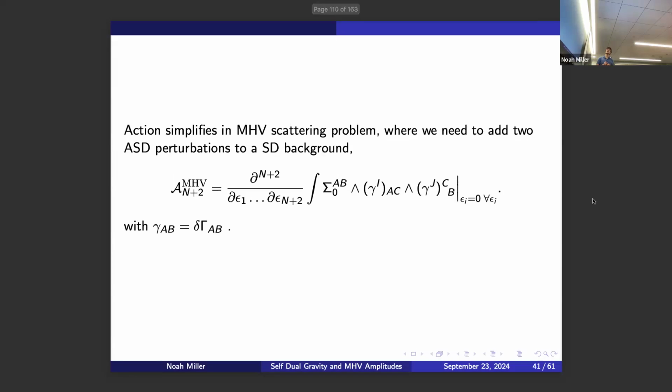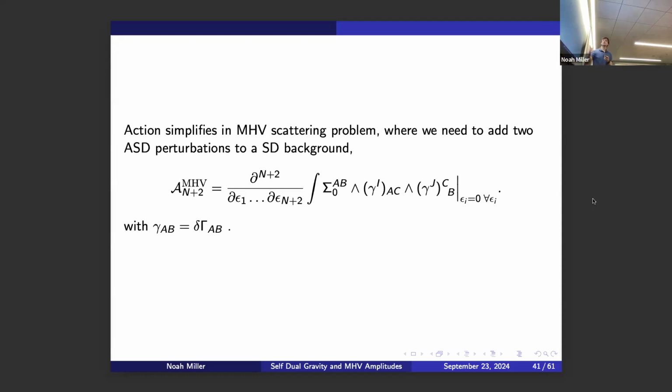In any case, if we're interested in the MHV scattering problem where we have a self-dual background and two anti-self-dual perturbations, then I'll just say that the action becomes the following thing. So here the sigma sub naught, these are the 2-forms on a self-dual background, and then these little gammas, these are the perturbations to the anti-self-dual part of the spin connection.